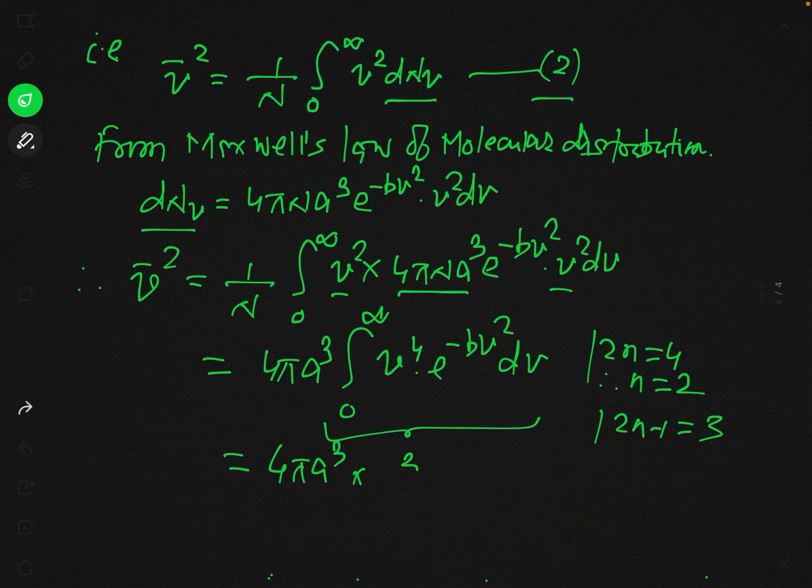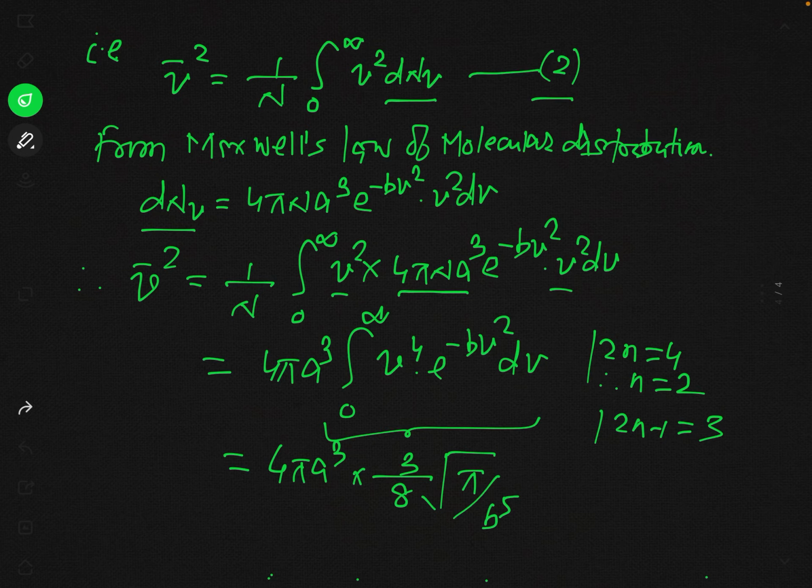So using that result you can write here this will be 4 pi a cube into 3 divided by 8, you can do the algebra, into root over pi divided by b to the power 5.